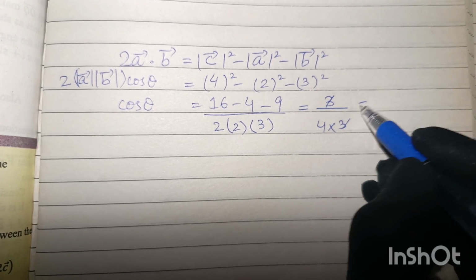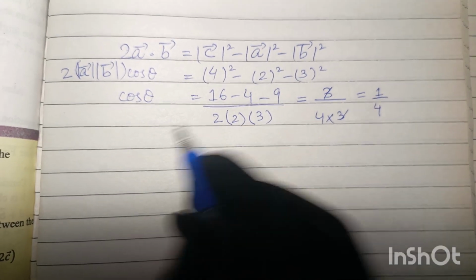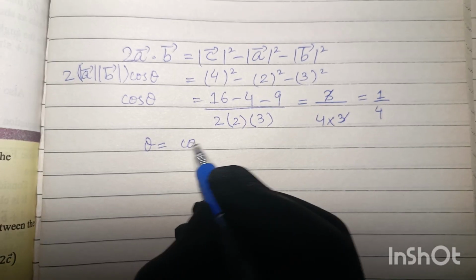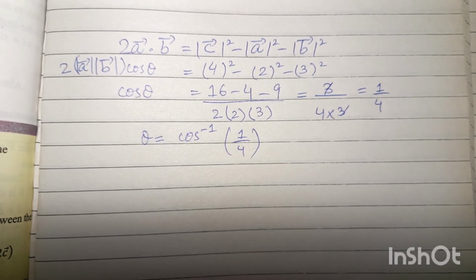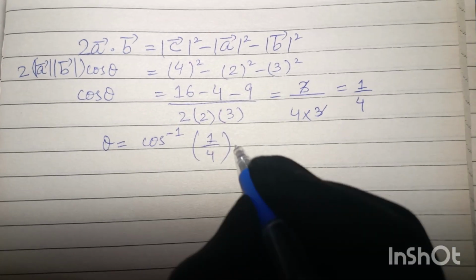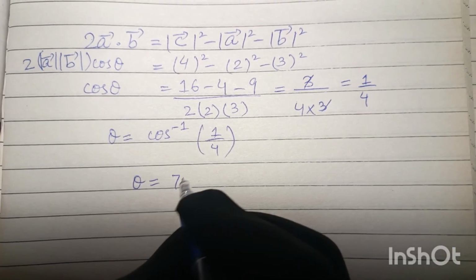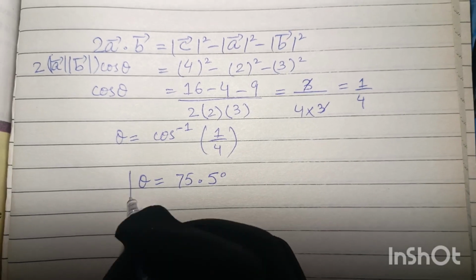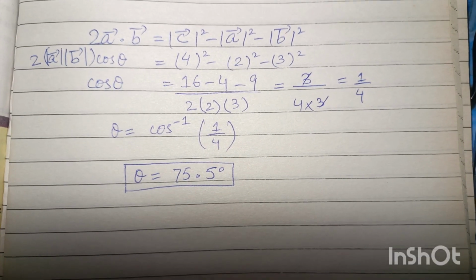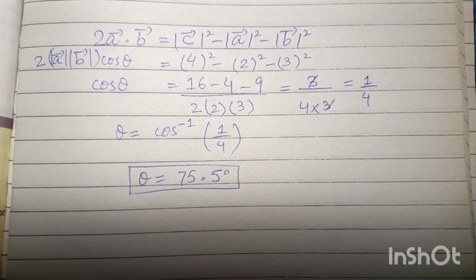3 and 3 will be cancelled out, so this will be 1 by 4, and theta is equal to cos inverse of 1 by 4, and the final angle will be 75.5 degree, which is our required answer for first part of question number 3.